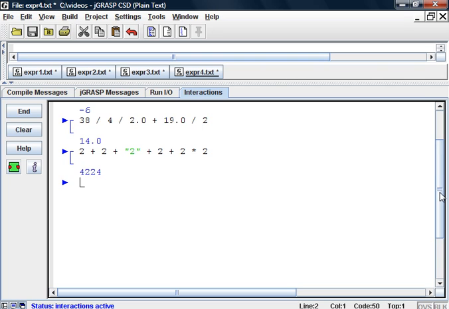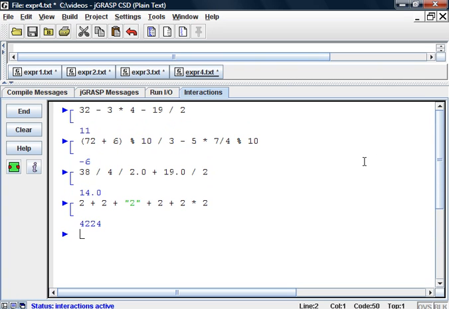So we can see here our various expressions and the answers that we got.